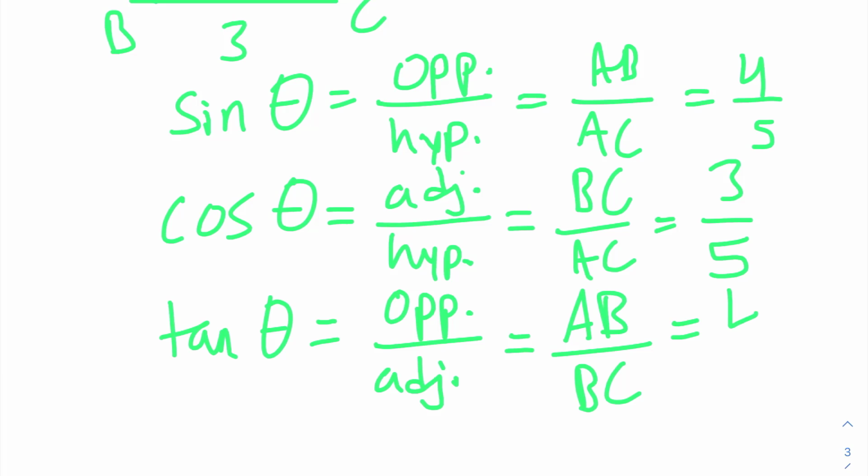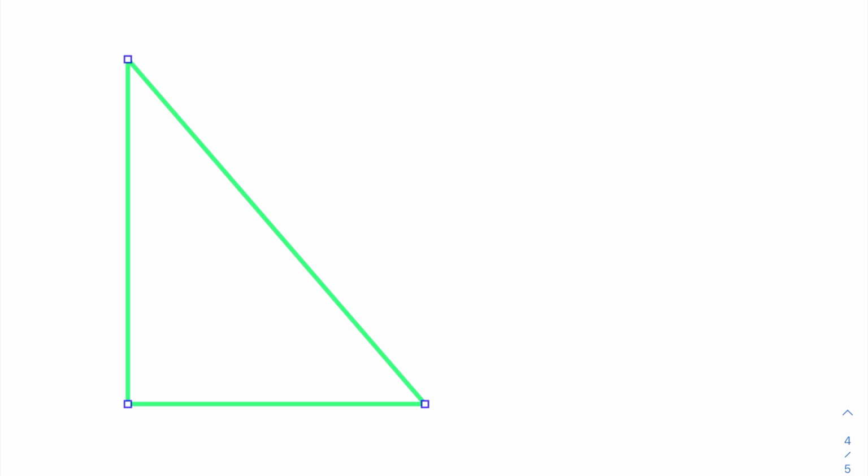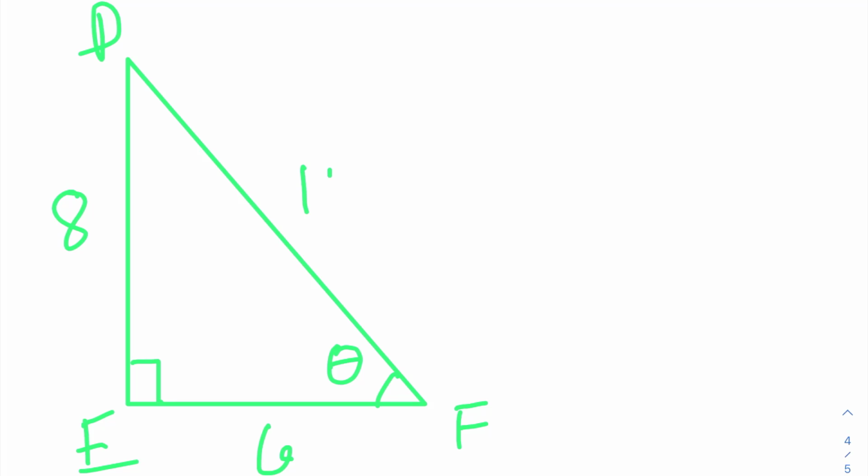We know the opposite is equal to 4 and the adjacent is equal to 3. So tangent of theta is equal to 4 over 3. Now if we go down, we're going to draw the same triangle again, except with different side lengths. This is going to be theta still. I'm going to label D, E, F. And the sides are going to have lengths 6, 8, and 10. Now let's find sine, cosine, and tangent of angle theta.